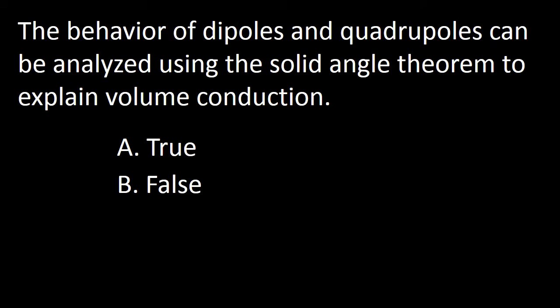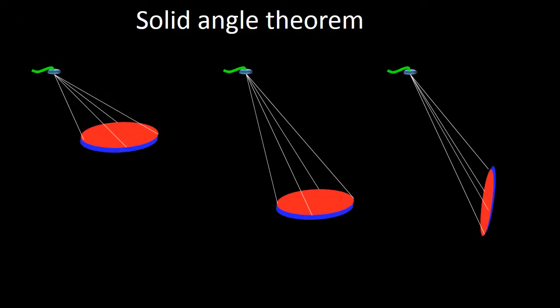Next question. The behavior of dipoles and quadrupoles can be analyzed using the solid angle theorem to explain volume conduction, A true, B false. The solid angle theorem is an intuitive approach to visualizing the behavior of dipoles and quadrupoles in volume conductors. Here I am representing a dipole using a simplification of the battery analogy, red being the negative pole and blue the positive pole.